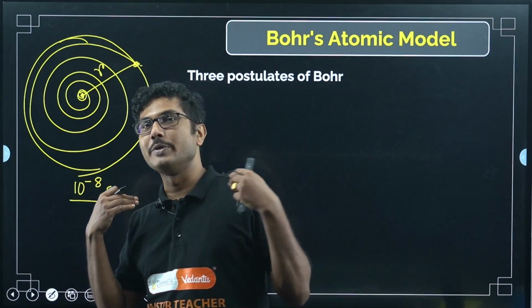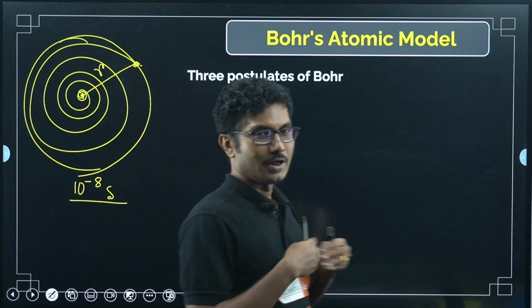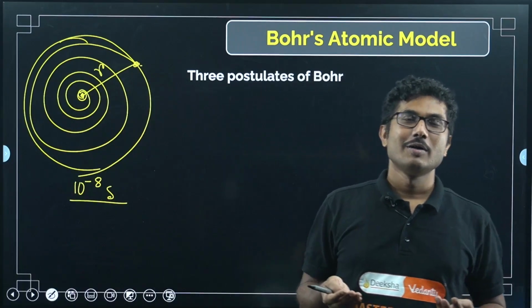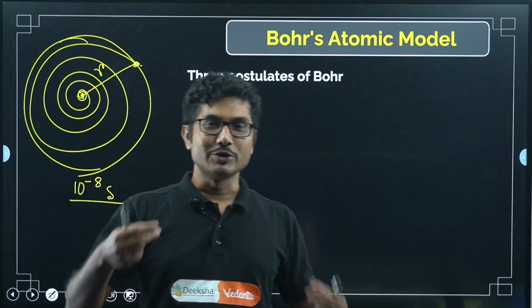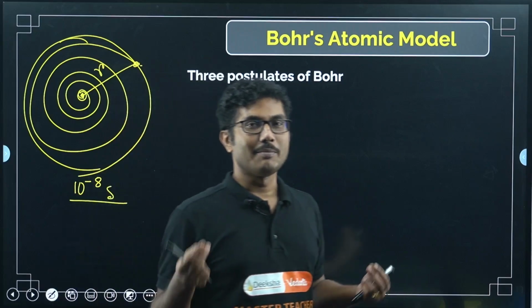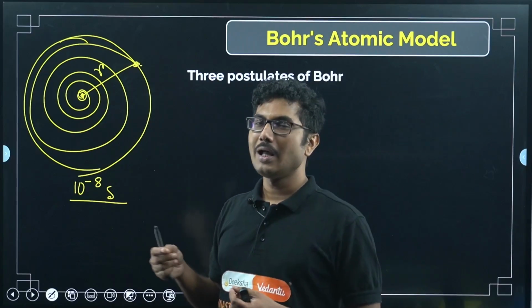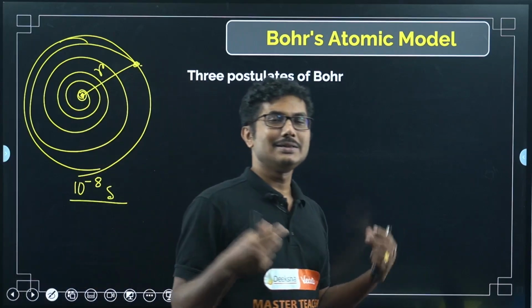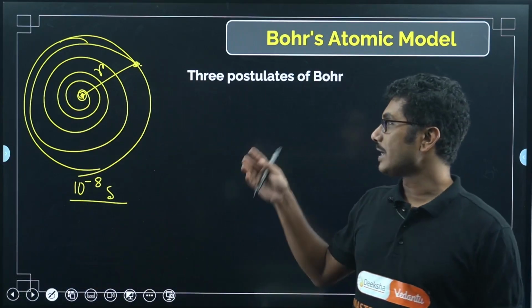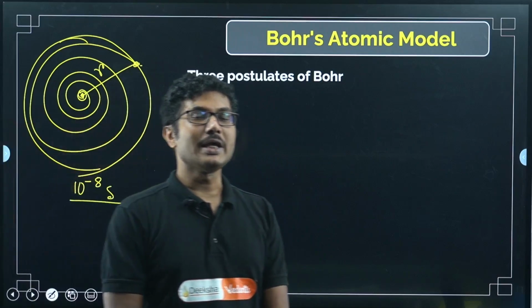There would be no sun, no earth, no you, no me. Everything would not be possible if this atomic model is correct, because we all are made up of atoms, complex atoms, molecules, etc. If an atom is not stable, then the world is not possible. So that's why this model was very, very hugely flawed. So something has to come.